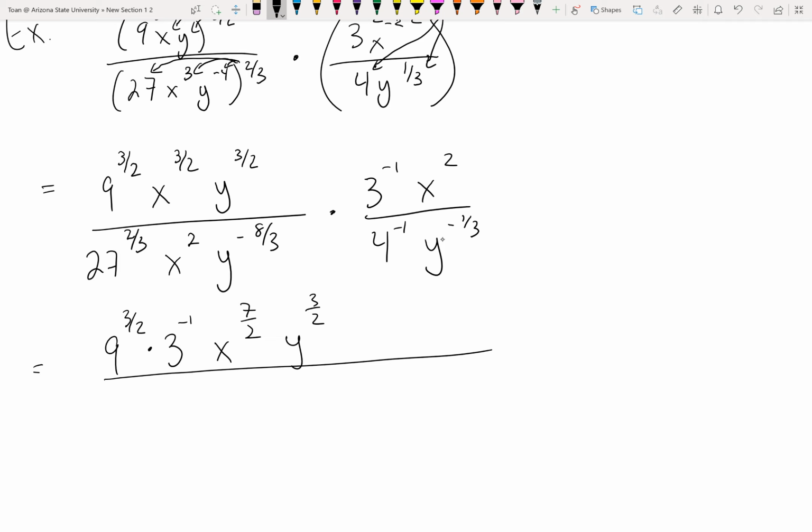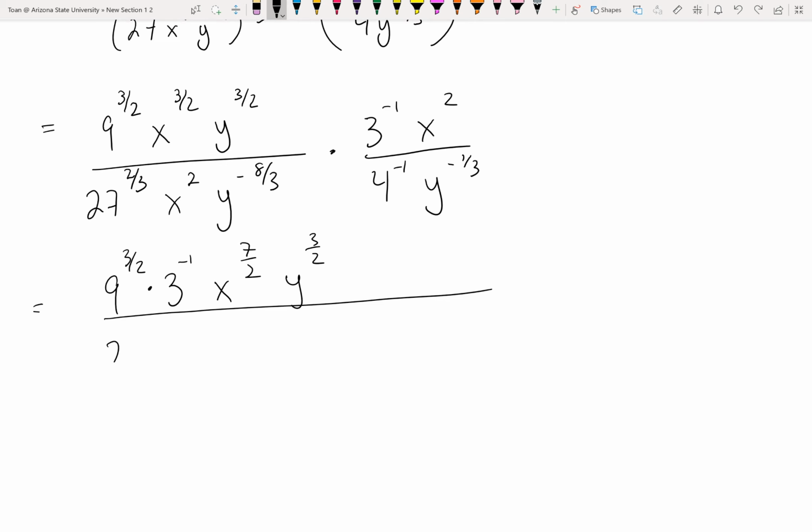Okay. Now let's work the denominator. Again, we have multiple regular numbers, there's 27 and 4, but they're different, so there's not much I can do with them now. So I'll just go ahead and copy them down. 27 to the 2/3 power, 4 to the negative 1 power. This x is by himself in the bottom, so I'll just copy him down. And then I have these 2 y's, so I'm going to add them together. So we have to do negative 8/3 plus negative 1/3, which is going to give us a negative 3.